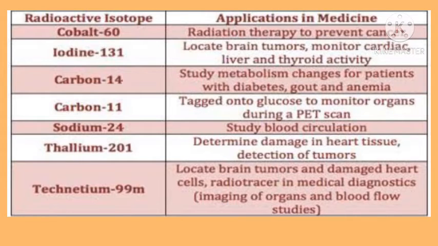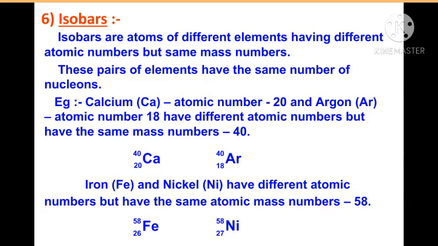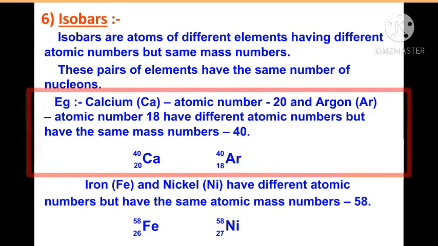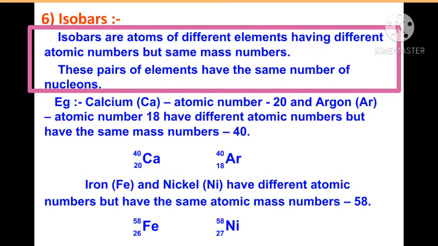Now, what are isobars? Let us consider two elements, calcium and argon. Calcium's atomic number is 20 and argon's atomic number is 18. The number of electrons in these atoms is different, but the mass number of both these elements is 40. That is, the total number of nucleons is the same in the atoms of this pair of elements. Atoms of different elements with different atomic numbers which have the same mass number are known as isobars.